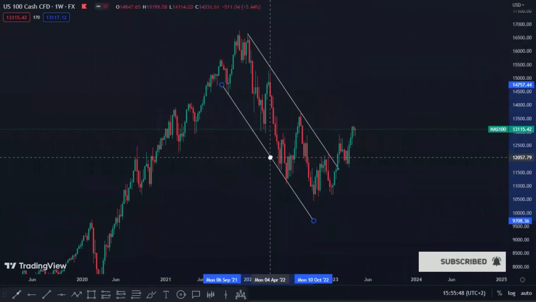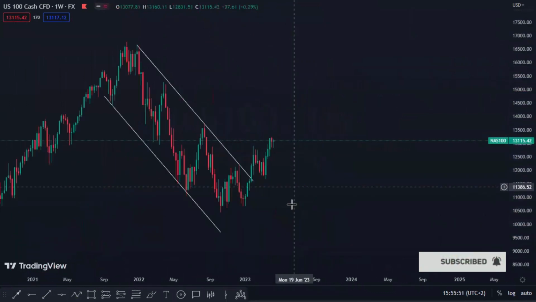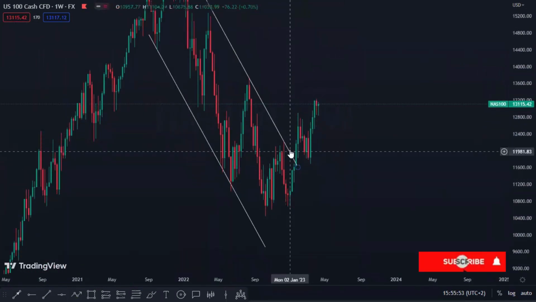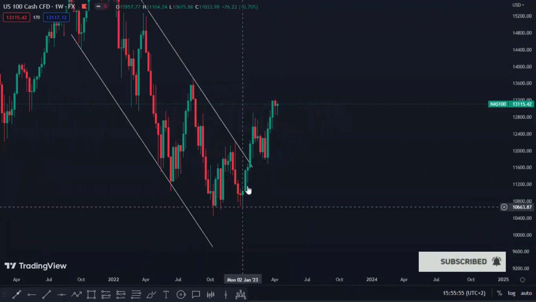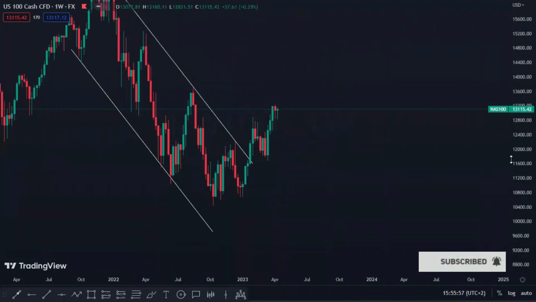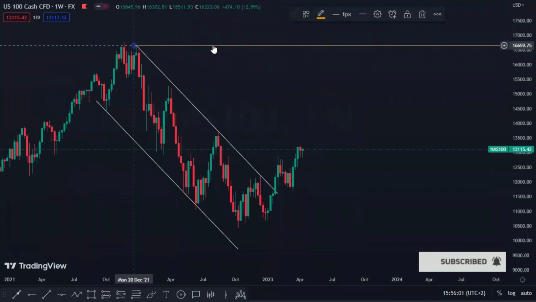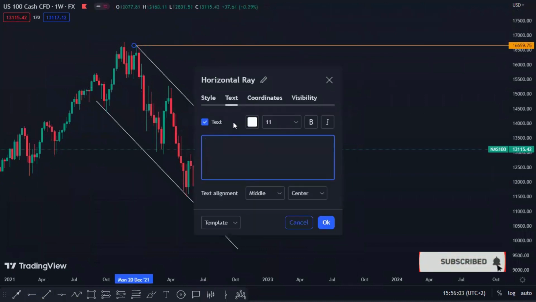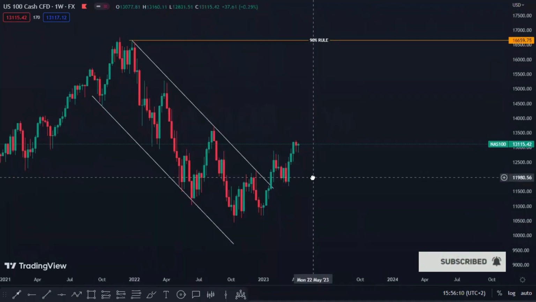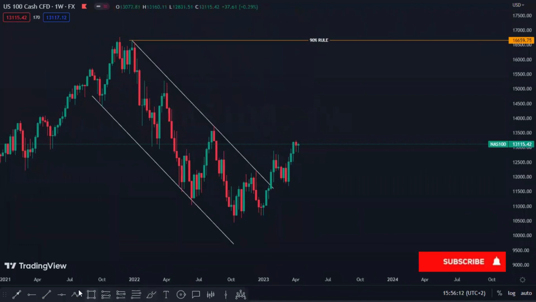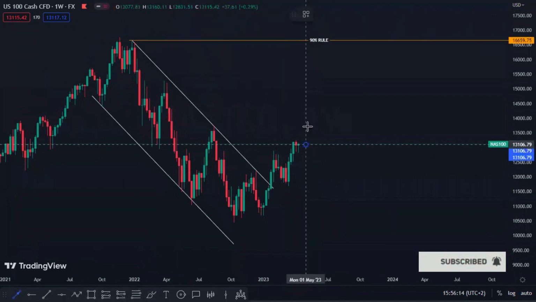US 100 came from this bearish trend. Eventually, obviously, it broke above here, identifying this as now a bullish trend. Hence, I'm going to have my 90% rule here. Yes, like that. And obviously, I'm going to expect price to go all the way to the upside and complete my structure.